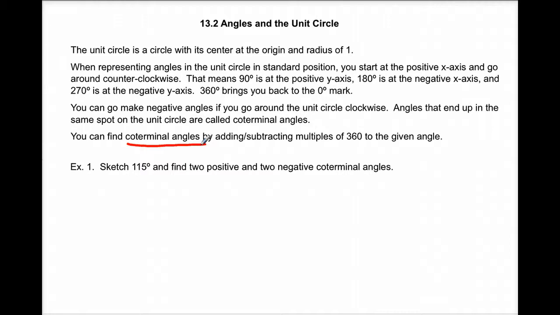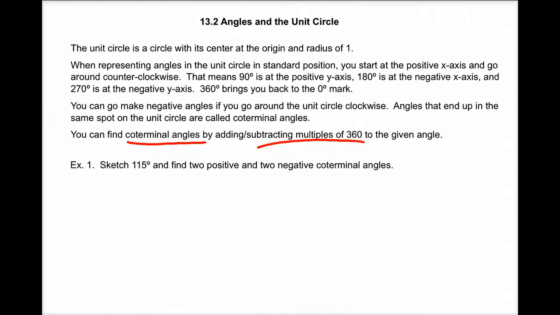To find a coterminal angle, you're simply going to be adding and subtracting multiples of 360, because if you do a 360, that spins you all the way around and has you face in the exact same direction that you were to begin with.